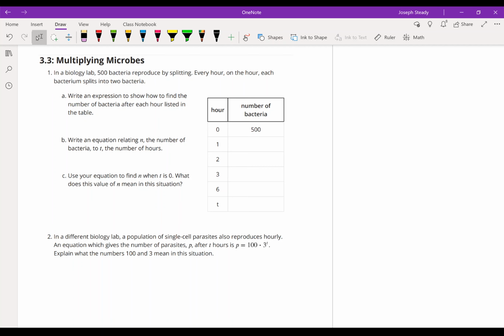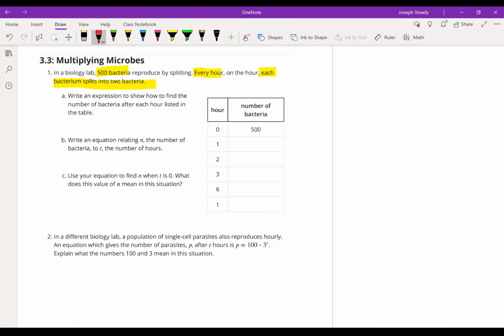In this video, we're going to pick up where we left off in class in lesson 5.3 with the third problem about microbes in an experiment. So specifically in this problem, we get told a couple of things. We're told that we start with 500 bacteria and that every hour, each bacterium splits into 2 bacteria. So 1 becomes 2.